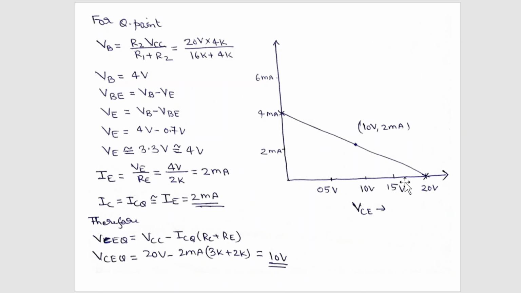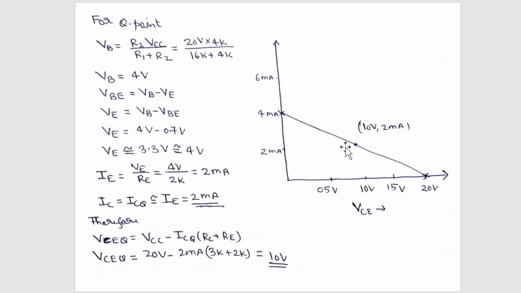And for the other Q point, the cutoff point is 20 volt, the end point is 20 volt. So the middle of 20 volt is 10 volt. So the other Q point is 10 volt. That means Q point is 10 volt and 2 milliampere. That is the correct value of Q point, which is exactly the middle of the DC load line.